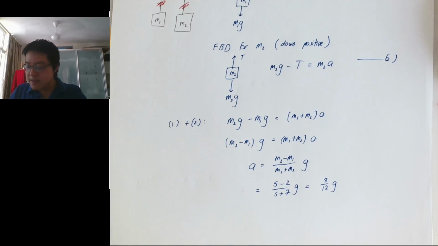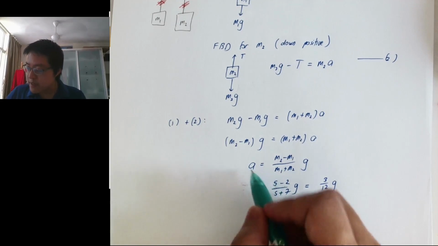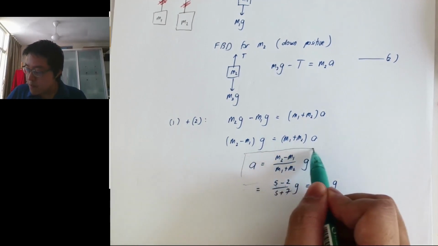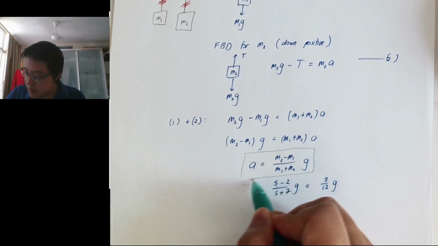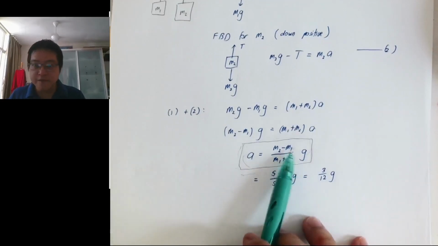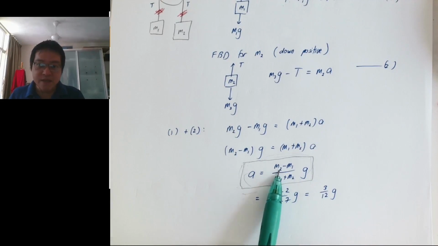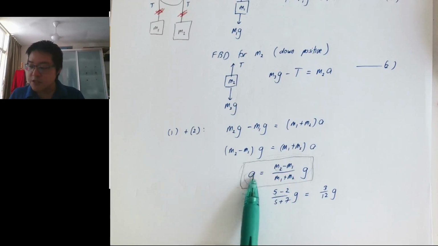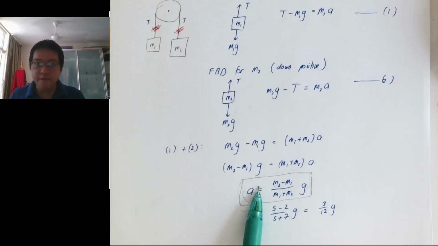But this is for a given mass. I can show you the physical interpretation for this kind of case. We observe that this is m2 minus m1. So if m2 is greater than this mass, then my acceleration is positive.